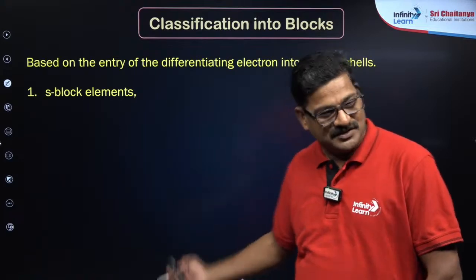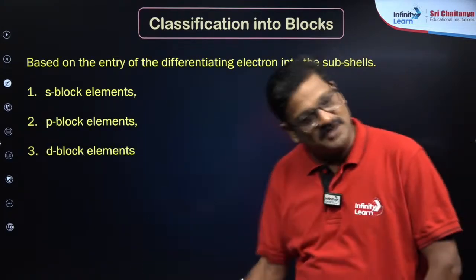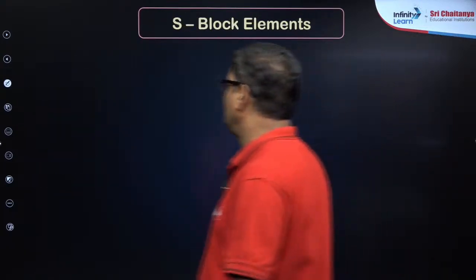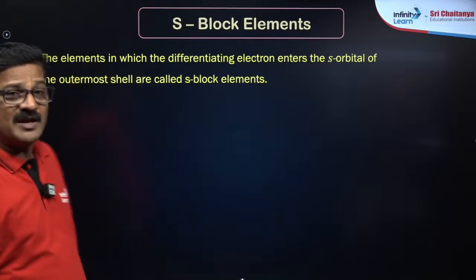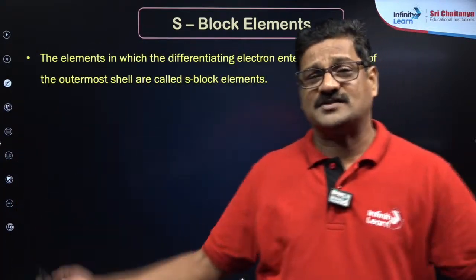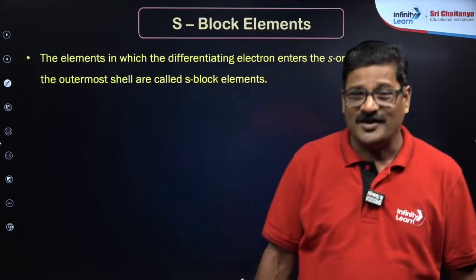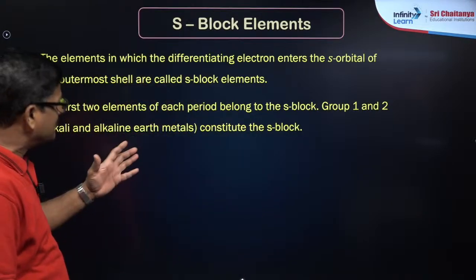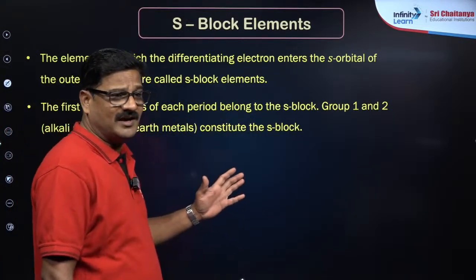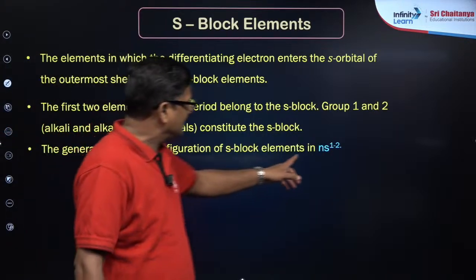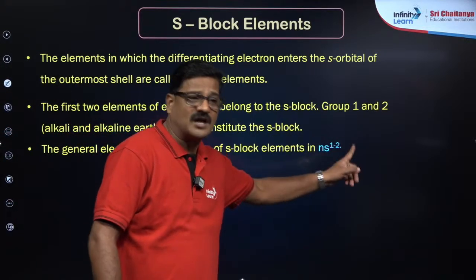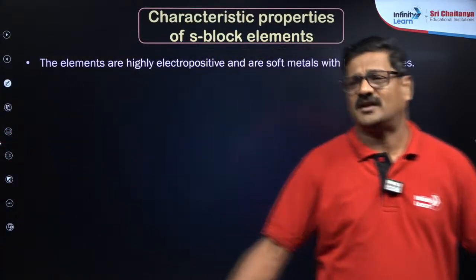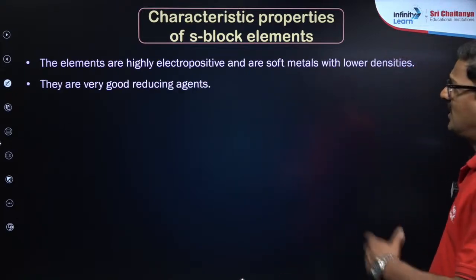Right? S block, P block, D block, and F block. So we are going to discuss the details about S, P, D, F blocks. Okay? So let's talk about the S block elements. The elements with differentiating electron entering into the s orbital of the valence shell are called S block elements. उसका general electronic configuration है, group 1 and group 2 include किया गया, and इसका electronic configuration ns1 से 2 तक होगा, right? So the general properties, they are all metals, okay, they are highly electropositive, highly reactive metals, good reducing agents.